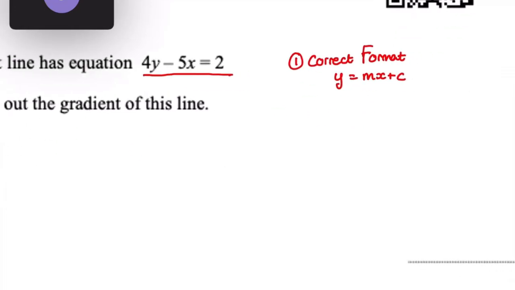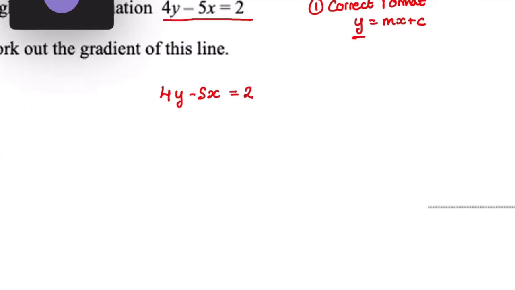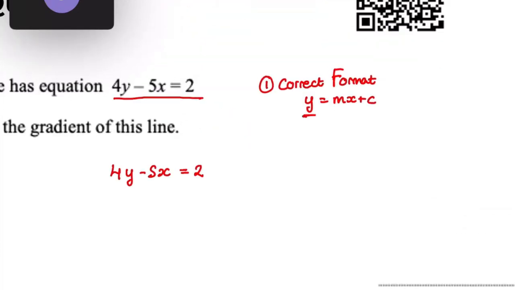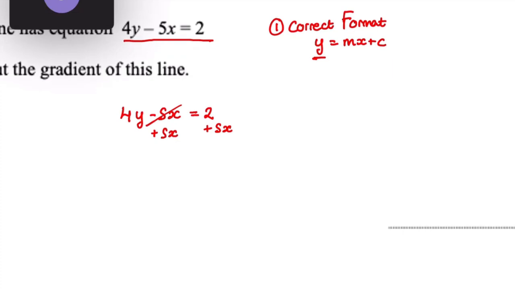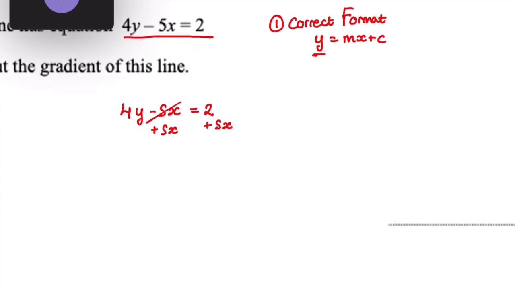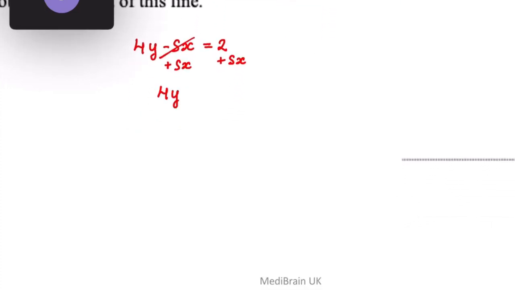So we have 4y minus 5x equals 2. We want the y to be by itself, so we're going to move everything else to the other side. Let's get rid of this minus 5x first. To get rid of something, you do the opposite of it, and you do the same to both sides. So we're going to add 5x to get rid of it, and we do the same to both sides. That's going to get rid of this minus 5x. So we're left with 4y on this side, and that's equal to 2 plus 5x.